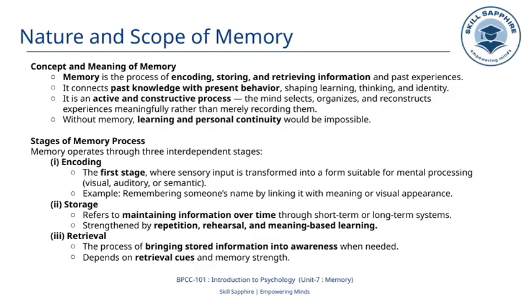Now, let's look at how this process works through its different stages. Memory operates through 3 interdependent stages: encoding, storage, and retrieval. The first stage is encoding. This is where sensory input, what we see, hear, or sense, gets transformed into a form that our mind can process. For example, when you meet someone and remember their name, your brain links that name to their appearance or the meaning behind it. That's encoding in action.